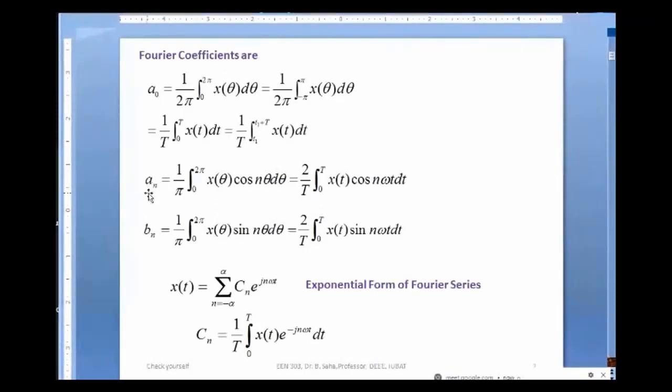In case of An, in a similar way, in the angle scale it is 1 over pi, 0 to twice pi, x of theta cos n theta d theta. In terms of time scale, 2 by T, 0 to T, x of t cos n omega t dt. So you can compare with the A0. What is the difference in An? A0 was 1 over twice pi, 0 to twice pi, x of theta d theta. Here it is 1 over pi, which is half.